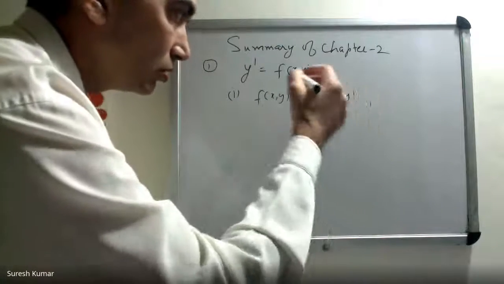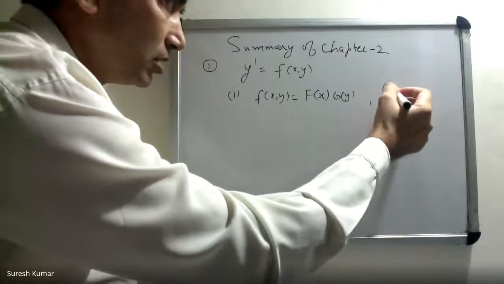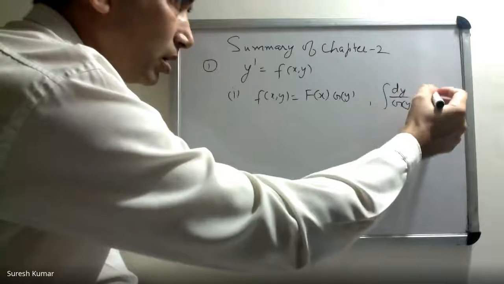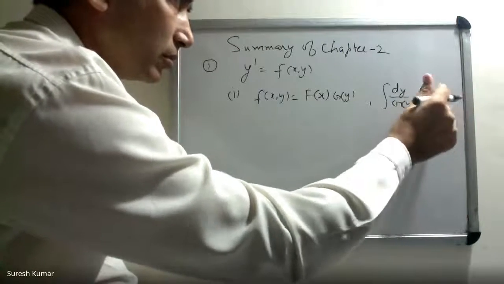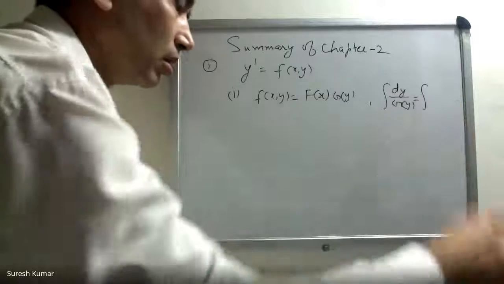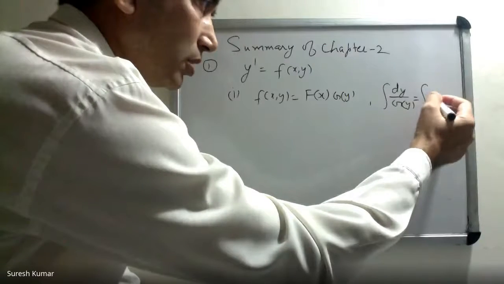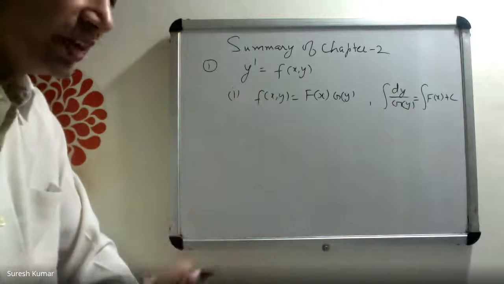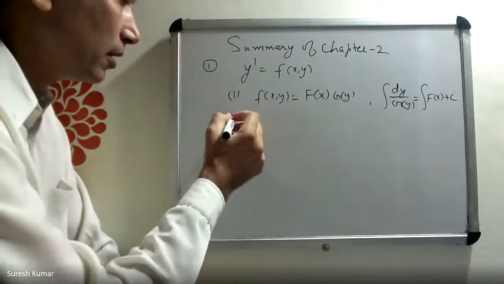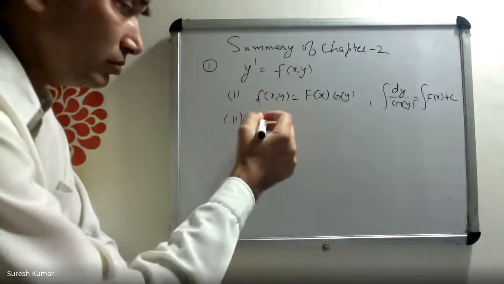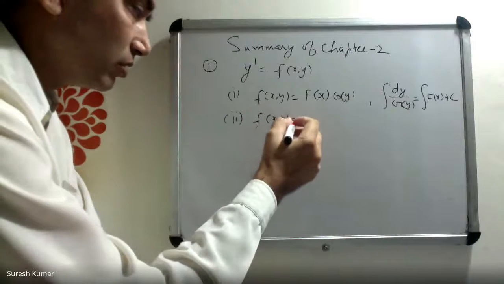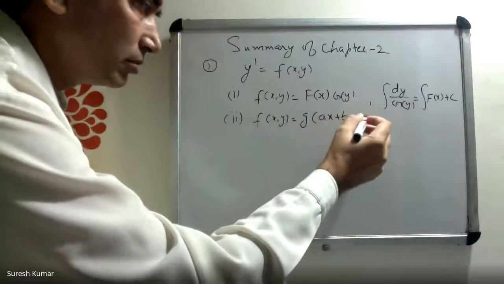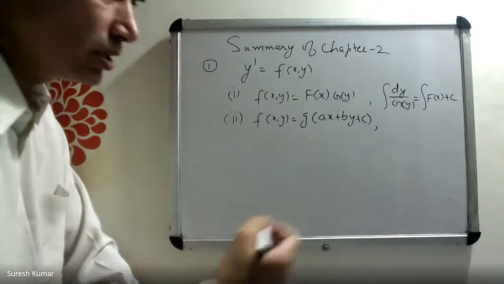In this case, you know that the variables are easily separable like this. And after that, you can integrate to get your solution. Simplest case, variable separable case. Second, if f(x,y) is of the form g of ax plus by plus c, what we do in this case?